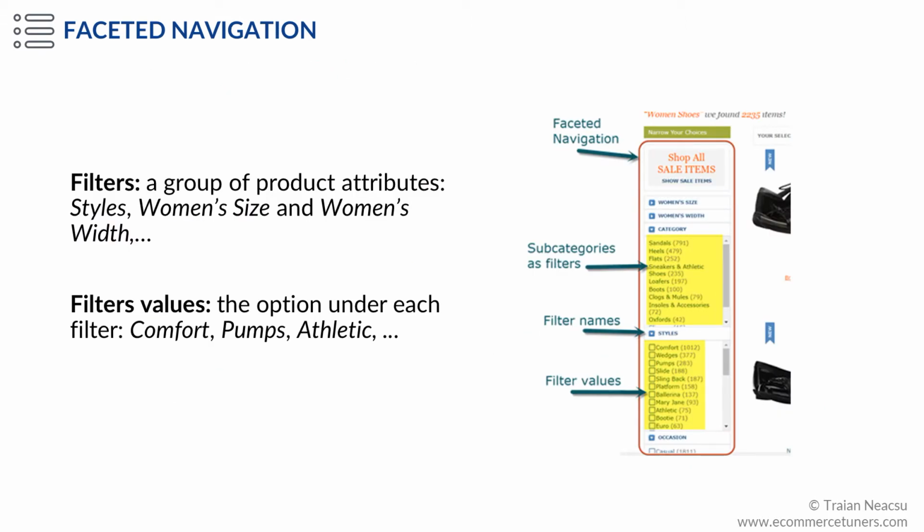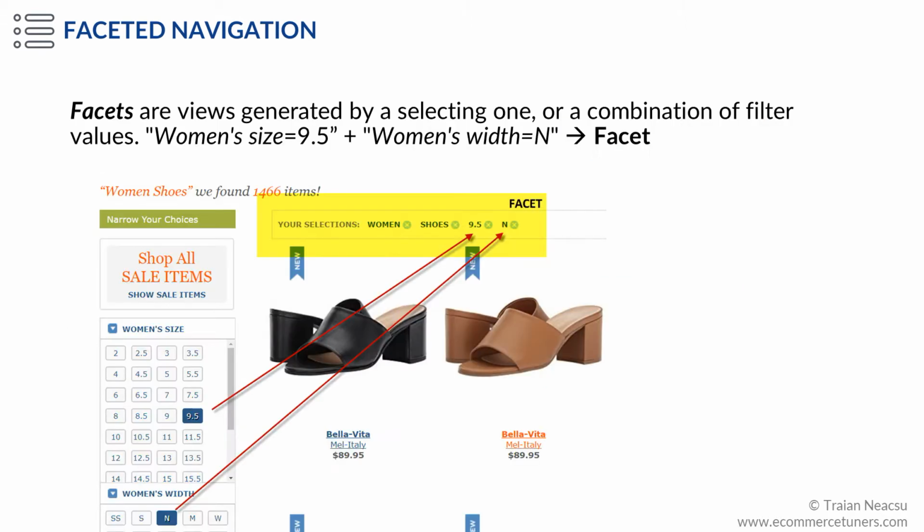Filters, filter values, and facets have different meanings. Filters represent a group of product attributes. In this screenshot, styles, women's size, and women's width are the filters. Filter values are the options under each filter. For the styles filter, the filter values are comfort, pumps, athletic, and so on. Facets are views generated by selecting one or a combination of filter values. Selecting a filter value within the women's size filter and the filter value for the women's width filter creates the so-called facet.